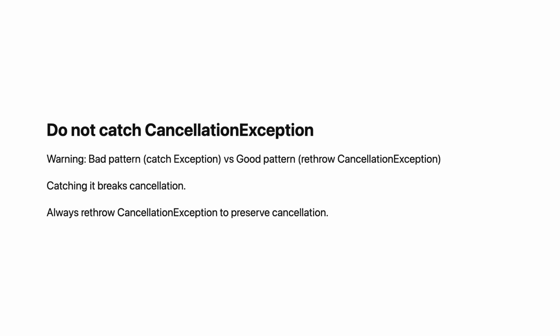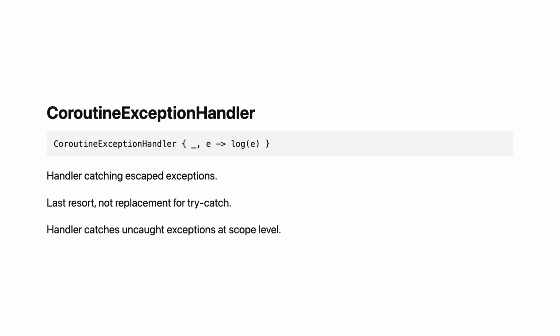CoroutineExceptionHandler handles uncaught exceptions. val handler = CoroutineExceptionHandler { context, exception -> log(exception) }. Added to the coroutine context: launch(handler + Dispatchers.IO) { work }. The handler catches exceptions that would otherwise crash. It is a last resort, not a replacement for try catch.